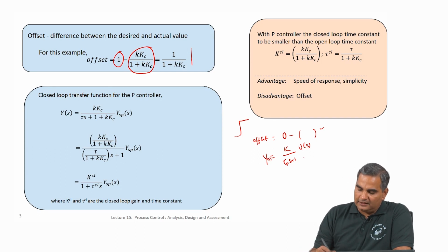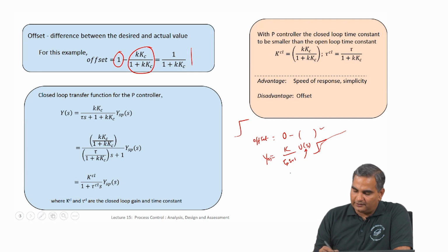So, if I give a step to this, then this y will follow and get to some value, but it is going to take its time, and the time it is going to take is the time constant. So, this is the time constant. So, this is what is called an open loop time constant.